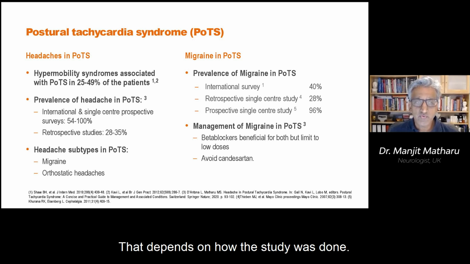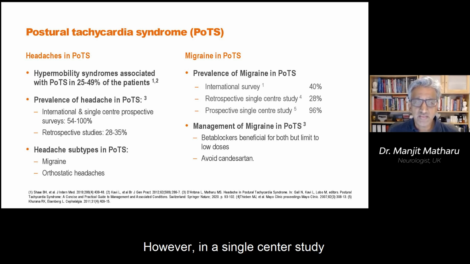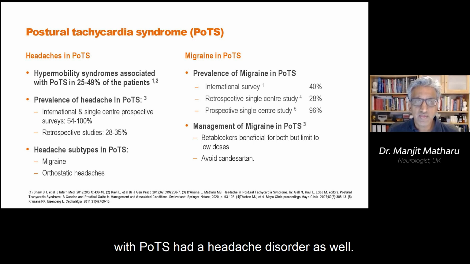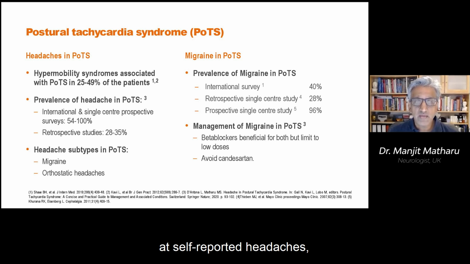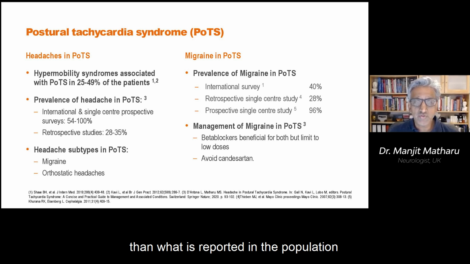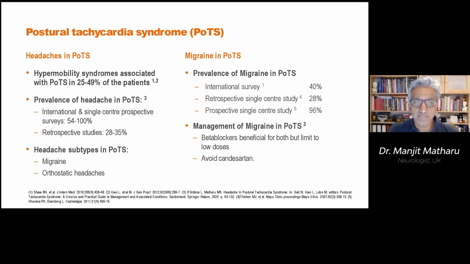That depends on how the study was done. An international survey reported that half the patients with POTS had headaches. However, in a single center study where the doctors prospectively questioned each patient about headache disorders, they reported that every patient with POTS had a headache disorder as well. In retrospective studies, where they mainly looked at self-reported headaches, about a third of the patients had had a headache. This is still much higher than what is reported in the population, where approximately 15% of the patients will have a significant headache in any 1 year.